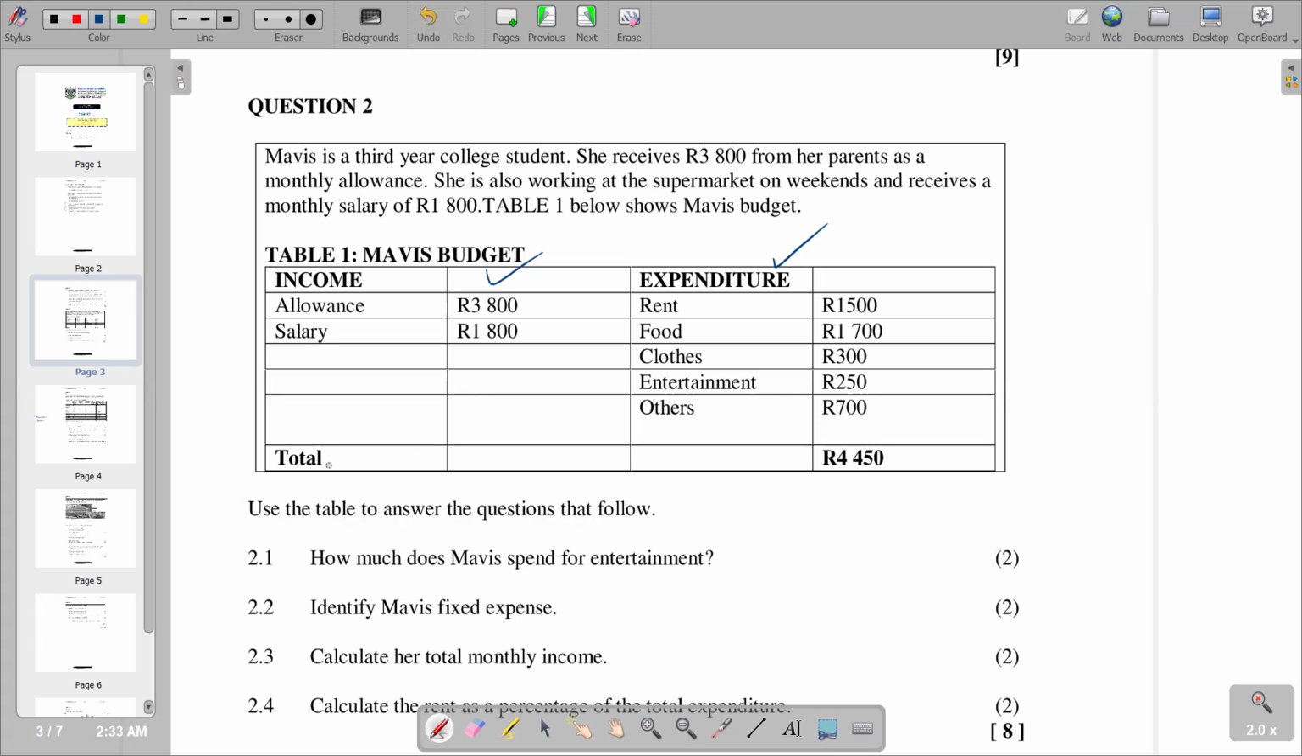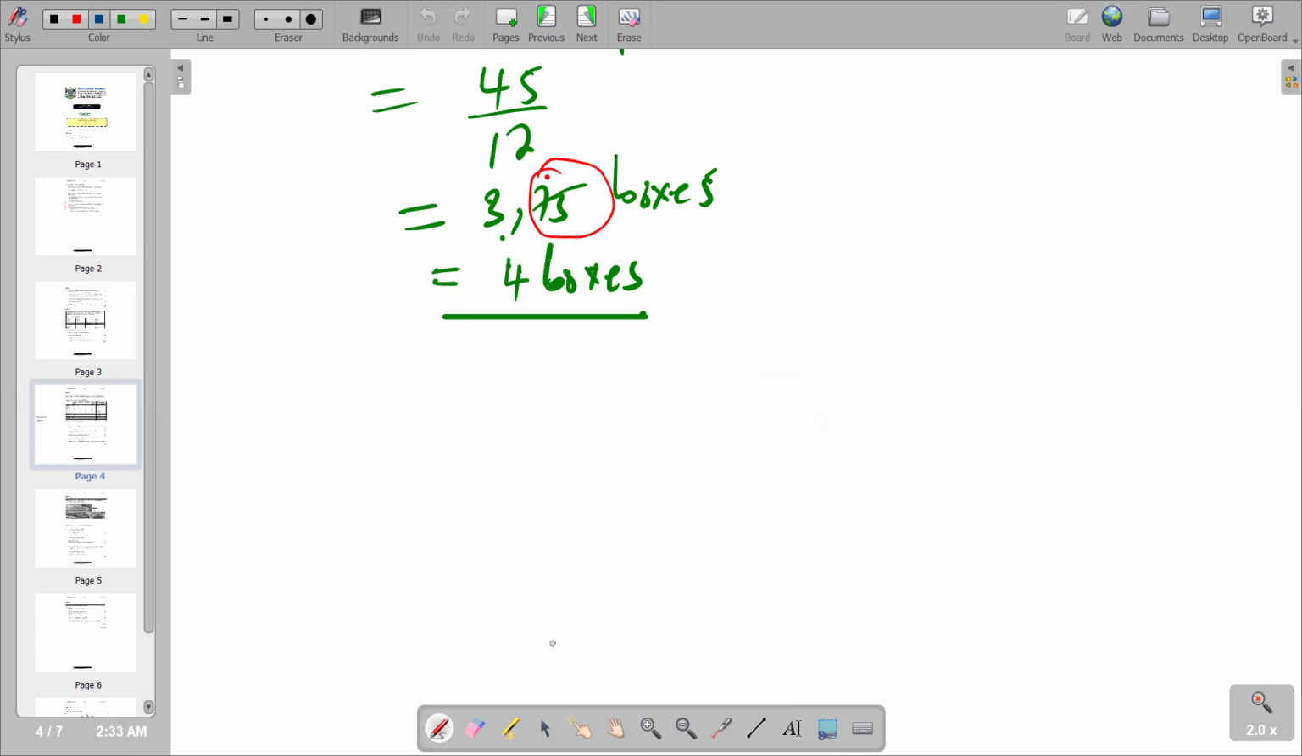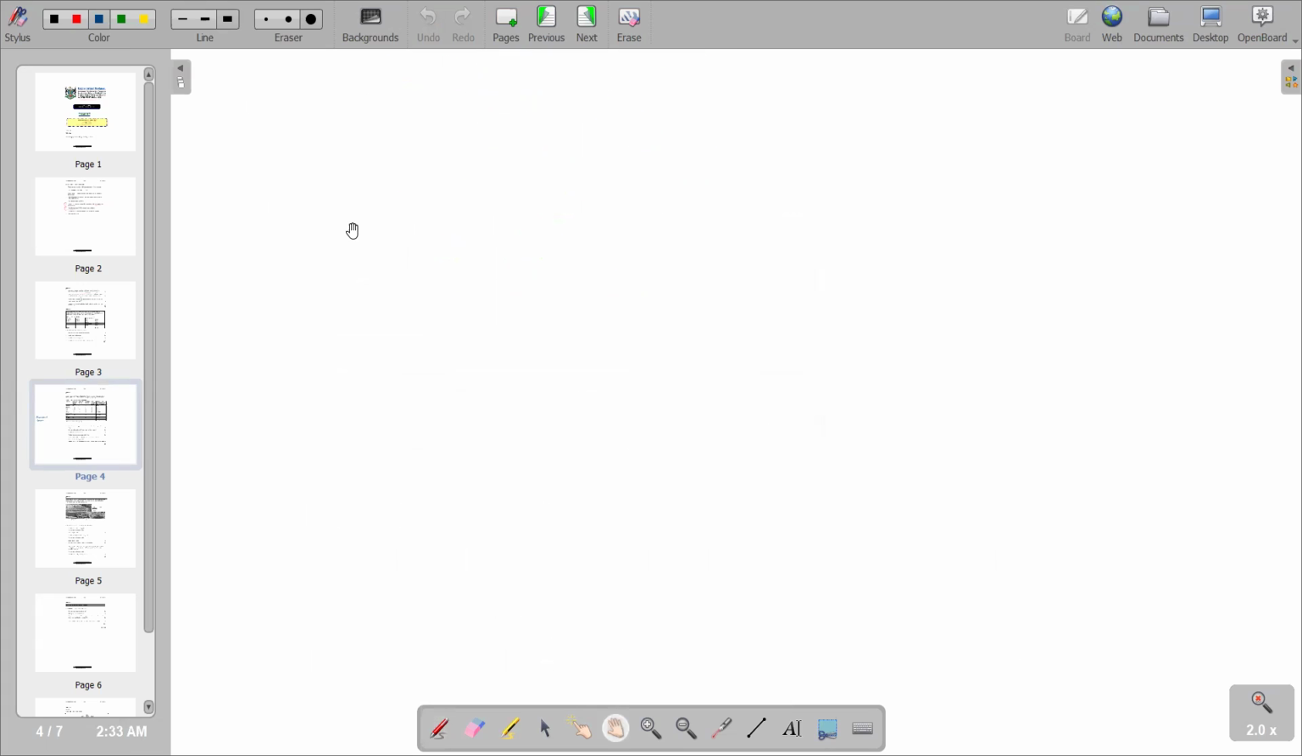Beneath that, we have a question part which reads: Use the table to answer the questions that follow. How much does Mavis spend on entertainment? Obviously, we need to check what we have for entertainment, and you can see that we have 250 rands. So 2.1, we are saying 250 rands.